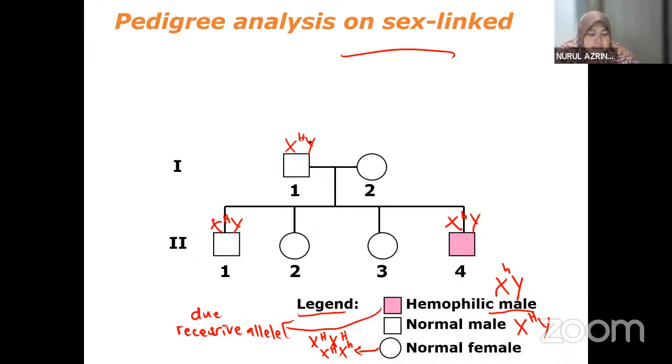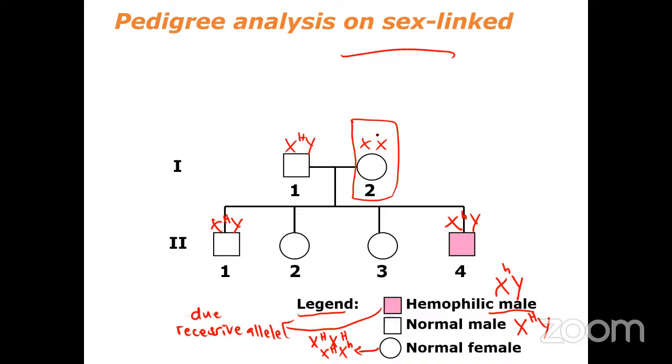Now let's start with 1-2, the second person in the first generation. Kita nak settlekan ini dulu. Okay, what is her genotype? Dia adalah perempuan, so confirm dia XX. Okay, Tasha kata heterozygous, X capital H X small h. Will that be possible? Yes, yes.